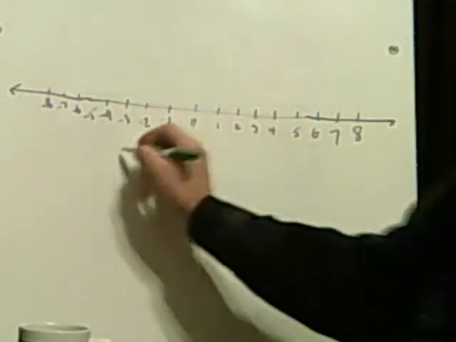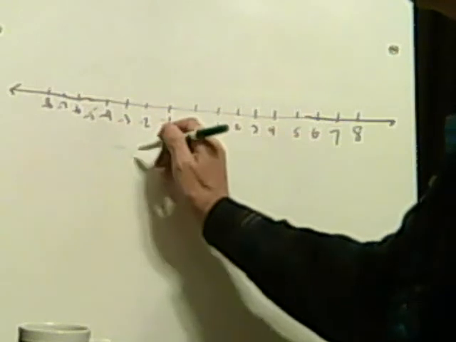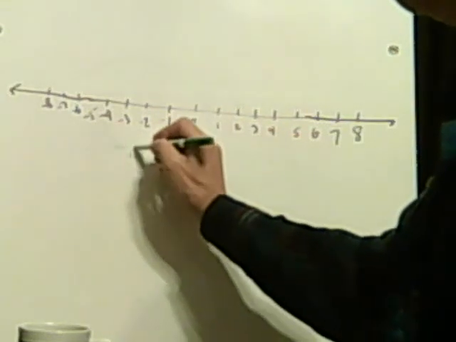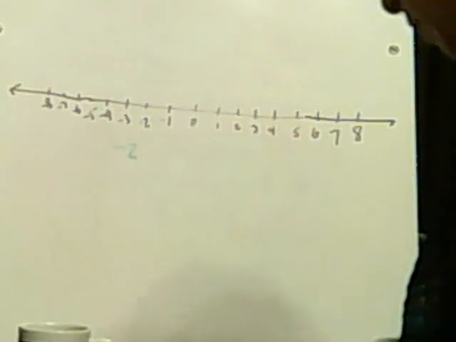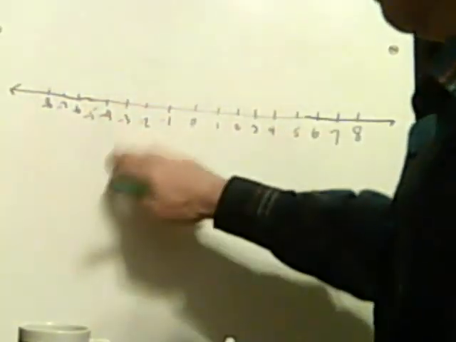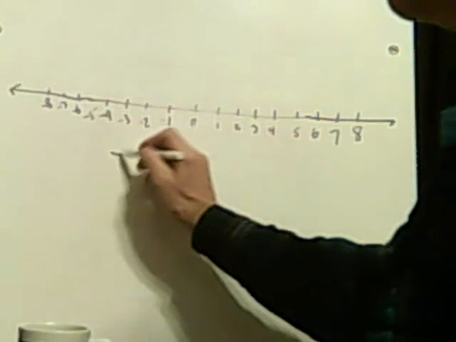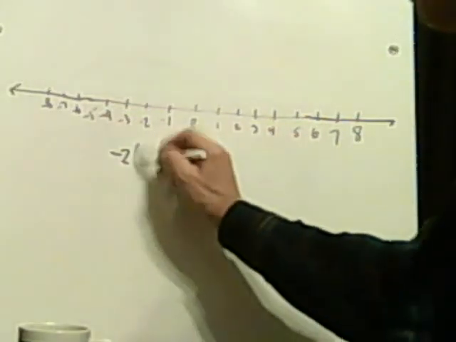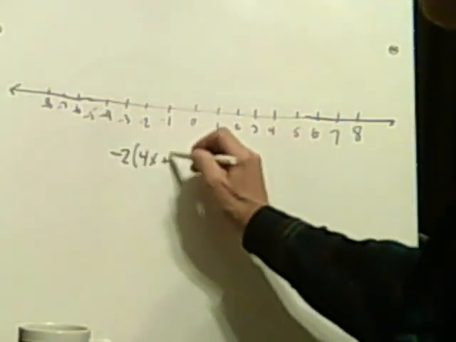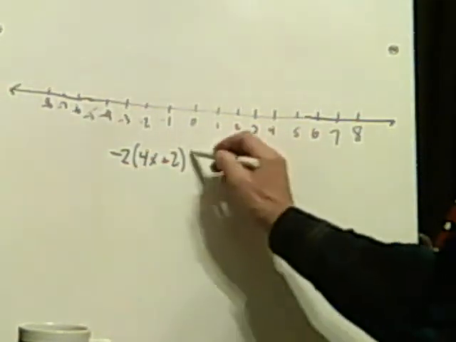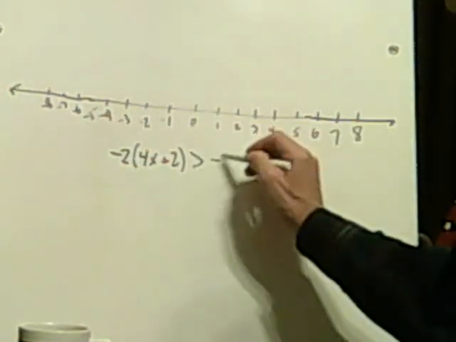Should put that number line up a little bit higher. Okay, now, number 34 reads negative 2. Maybe it's time to do it in purple. Negative 2 times (4x plus 2) greater than negative 5.